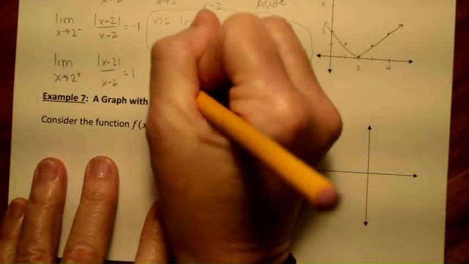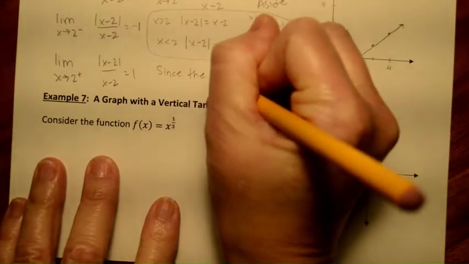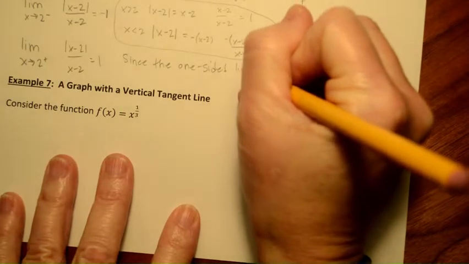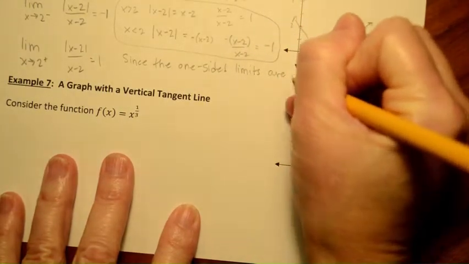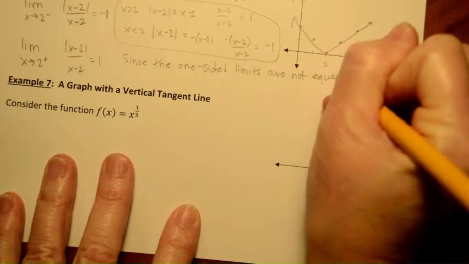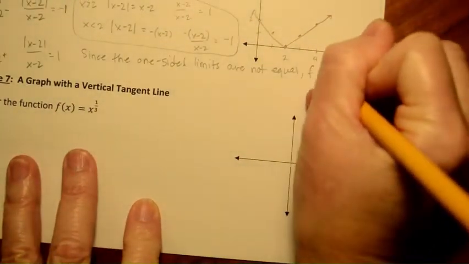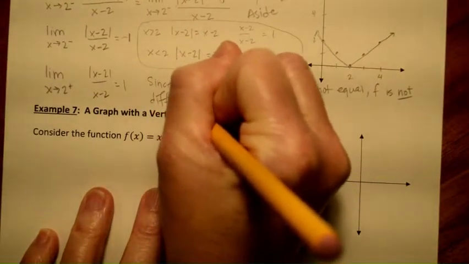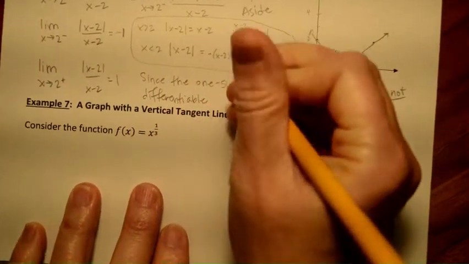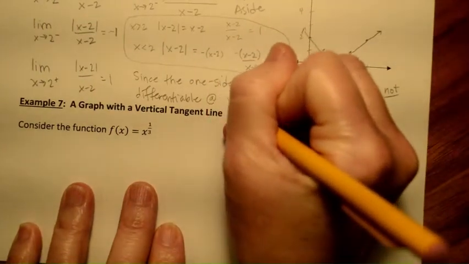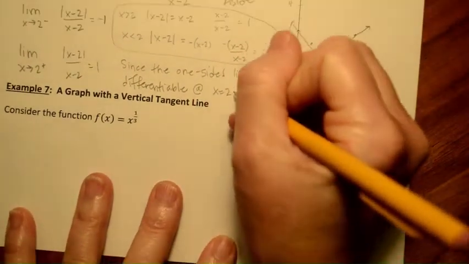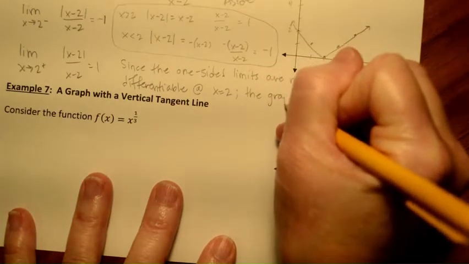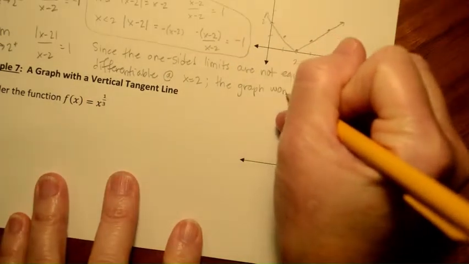So we'll say, since the one-sided limits are not equal, f is not differentiable at x equals 2. And what that means is the graph won't have a tangent line there.